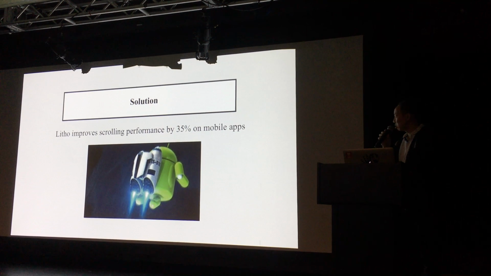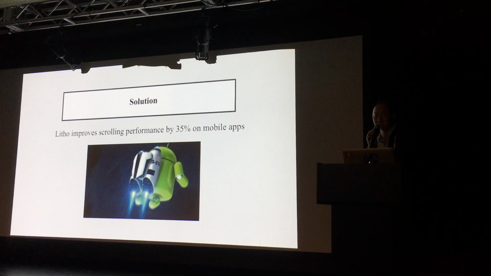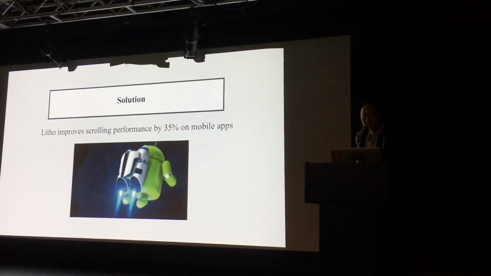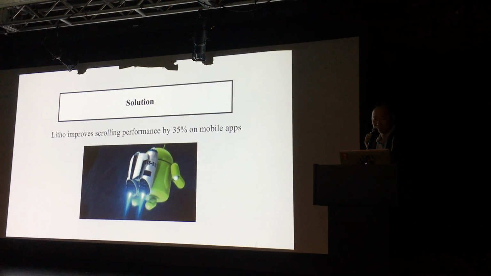So what can we do to solve our pain point? The solution is from Facebook. They have Litho to improve your scrolling performance by 35% on a mobile app. It's easy to code complex UI features. It has a smaller memory footprint. It has better test coverage, which means it will increase user engagement for your app.